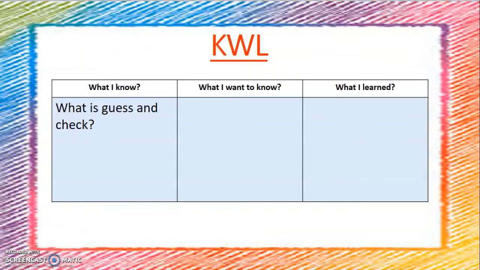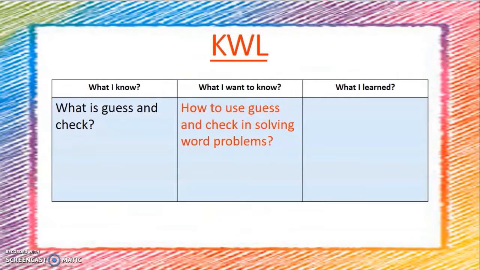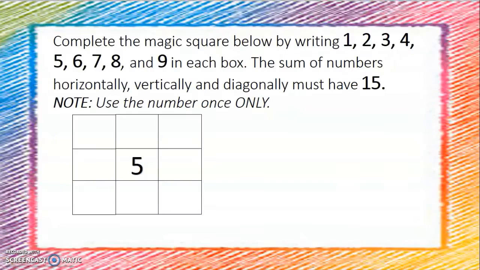What is guess and check? Guess and check is a problem-solving strategy used to solve mathematical problems by guessing the answer and then checking that the guess fits the condition of the problem. How to use guess and check in solving word problems. For example, complete the magic square below by writing 1, 2, 3, 4, 5, 6, 7, 8, and 9 in each box. The sum of the numbers horizontally, vertically, and diagonally must be 15. Take note, use the numbers once only.